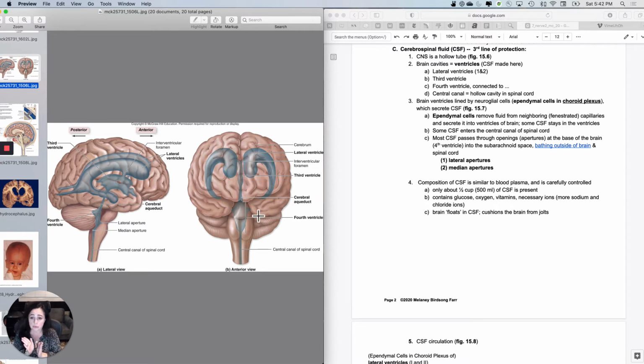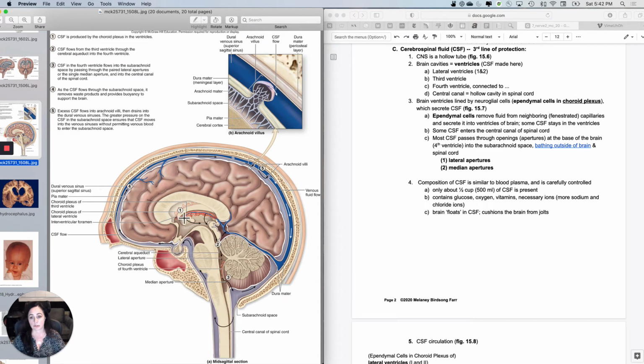And what those do is they reach up from inside the brain into the subarachnoid space to allow for the cerebrospinal fluid that was made inside the brain to get outside the brain, because it's the same fluid that is actually going to circulate both places. So this is only showing the median aperture because it's a mid-sagittal section. It's not showing you the lateral apertures.